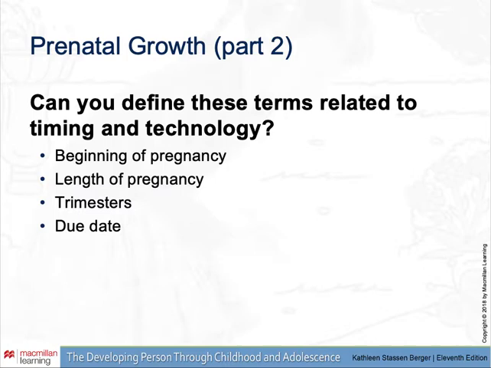Can you define these terms related to timing and technology? The beginning of pregnancy begins at conception. Length of pregnancy: full-term pregnancies last 266 days, or 38 weeks, or 9 months. Trimesters, as you might imagine, are 3 sections of the full 9-month period, 3 months each, and the due date. Rarely are children born on expected due dates.